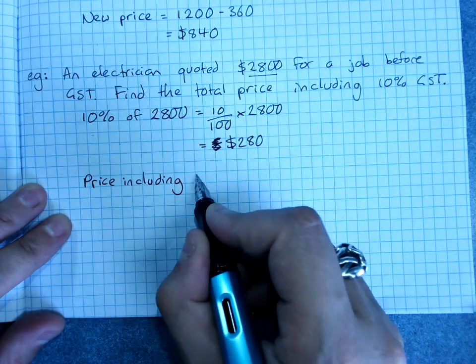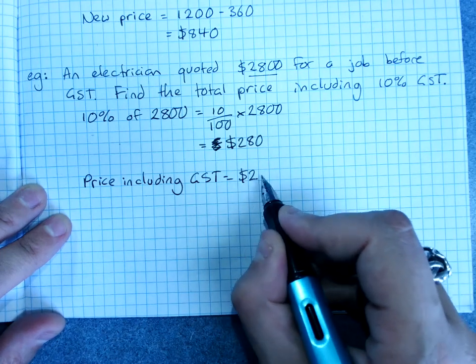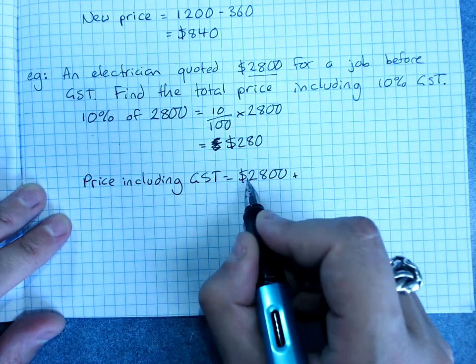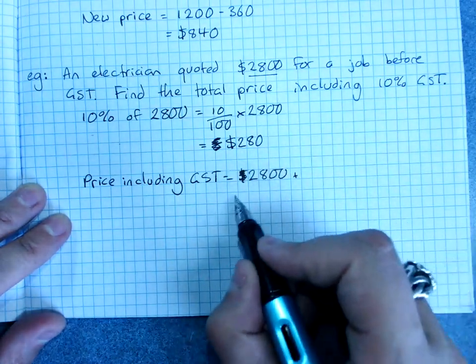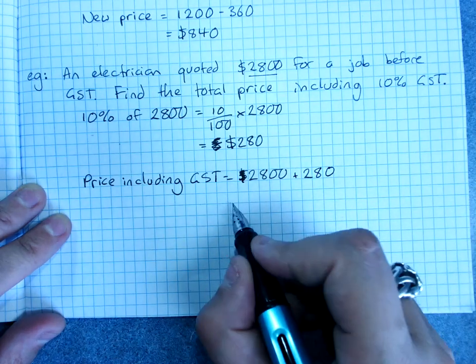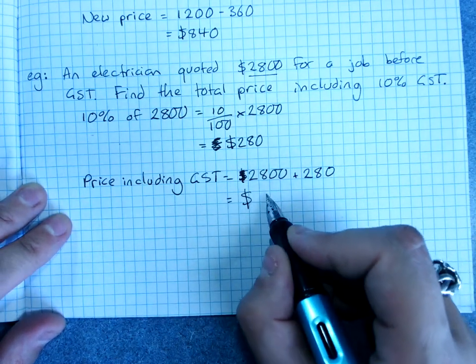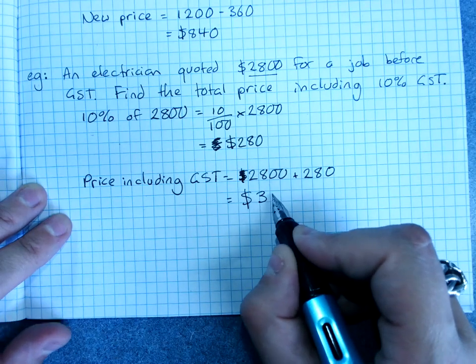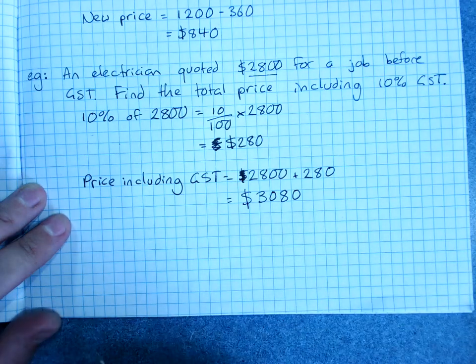So our price including GST is 2,800. Oh, I put dollar signs in my working again. We don't have to put dollar signs in our working, only at the end answer. Plus 280. So, see, now I'm on my answer. Now I put a dollar sign in. So that would be $3,080, including GST.